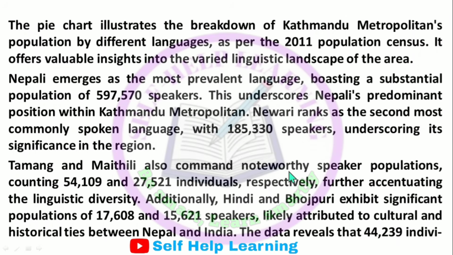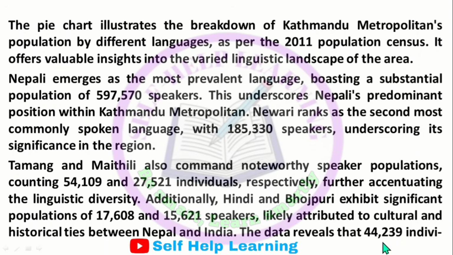Tamang and Maithili also command noteworthy speaker populations, counting 54,109 and 27,521 individuals respectively. Further accentuating the linguistic diversity, additionally Hindi and Bhojpuri exhibit significant populations of 17,608 and 15,621 speakers, likely attributed to cultural and historical ties between Nepal and India.